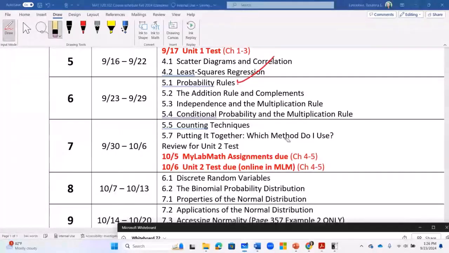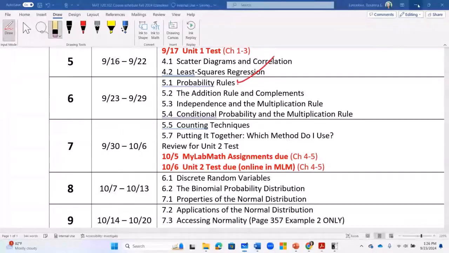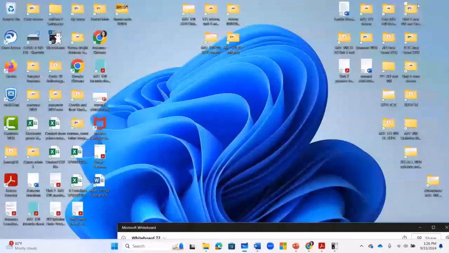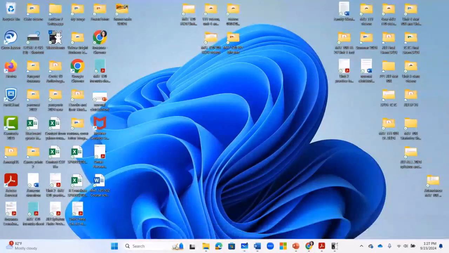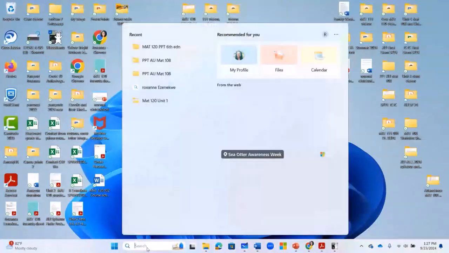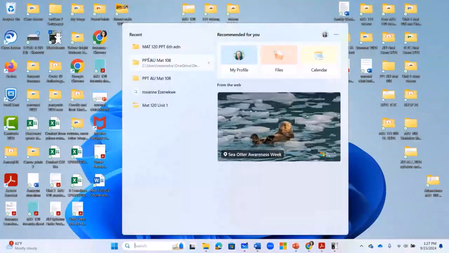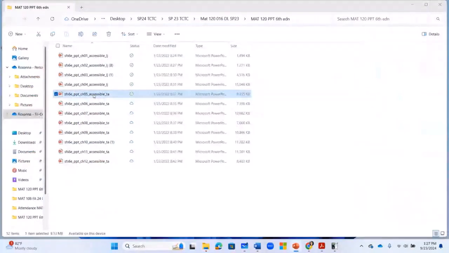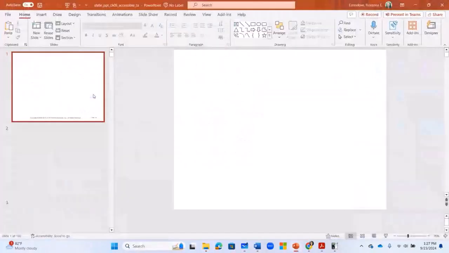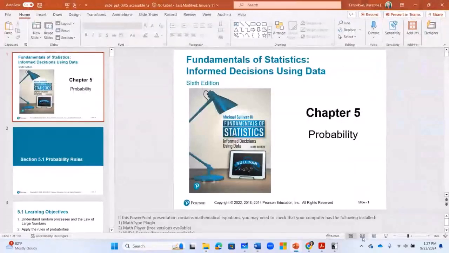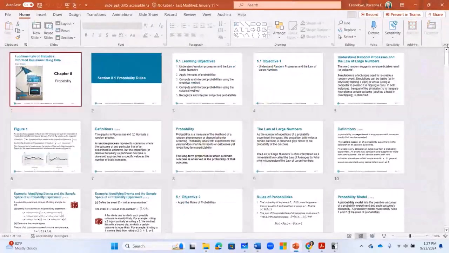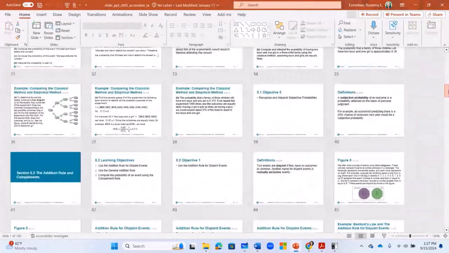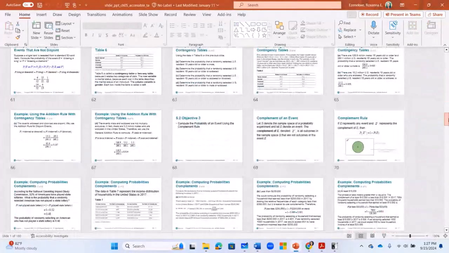So before I continue, I want to pull up the PowerPoint 5.5 again. I had it up, but I don't know why it disappeared. All right. Chapter 5. I am looking for probability of counting principles. So let's get there.